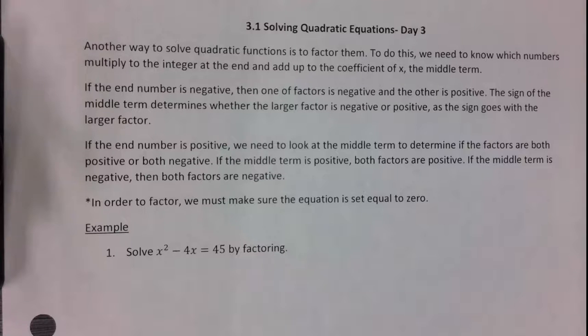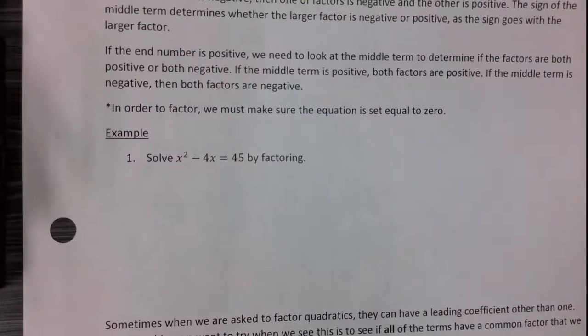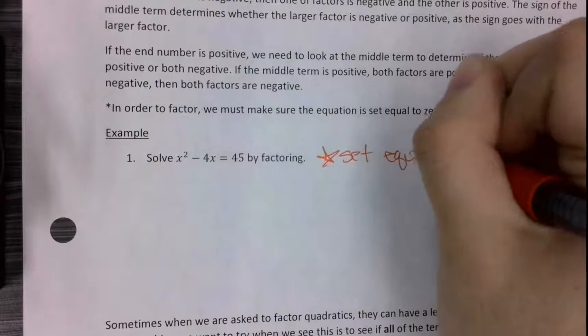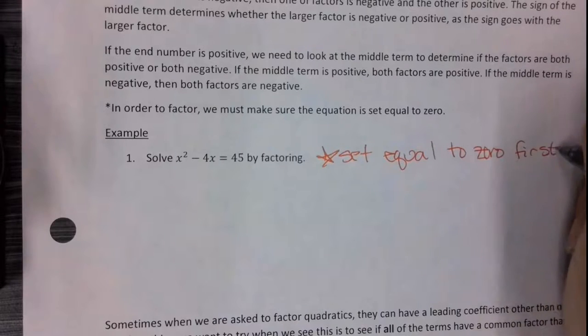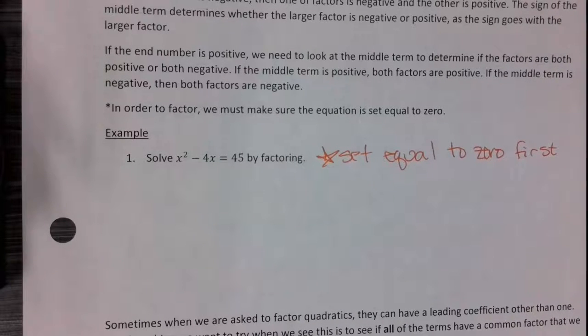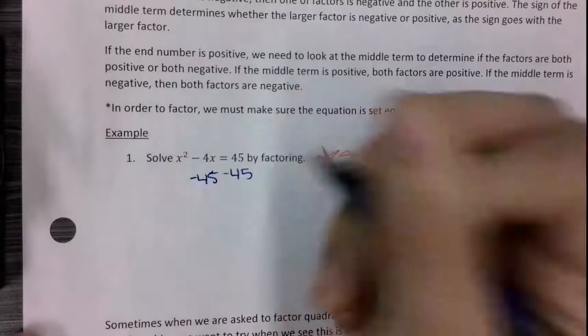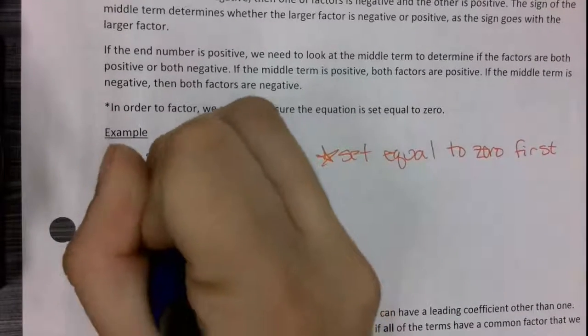We're on the third way of solving quadratic equations. This one is by factoring. In order to solve by factoring, I need to set it equal to 0 first. So what I want to do is I'm going to start by subtracting 45 on both sides. On the left side, I can't combine it, so I'm just going to rewrite it.